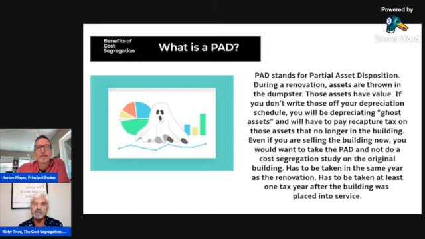Even if you're selling the building, you can do that. And not do a study, just do the PAD on the renovation so you can get the immediate write down of those assets that are disposed of, as well as take advantage of not having to pay recapture tax on those assets that are left on your books.